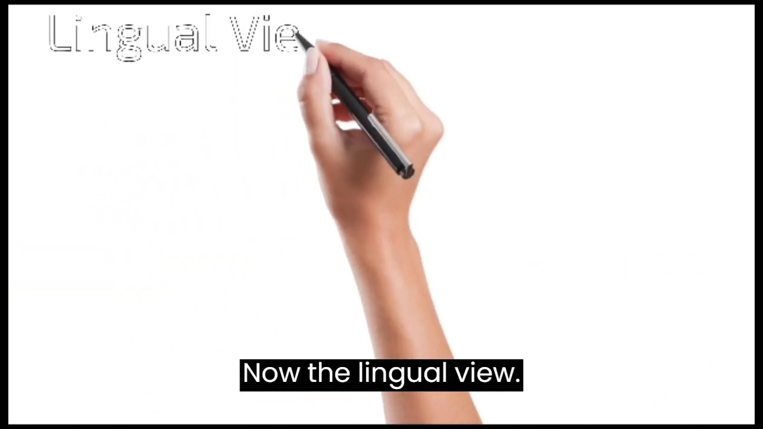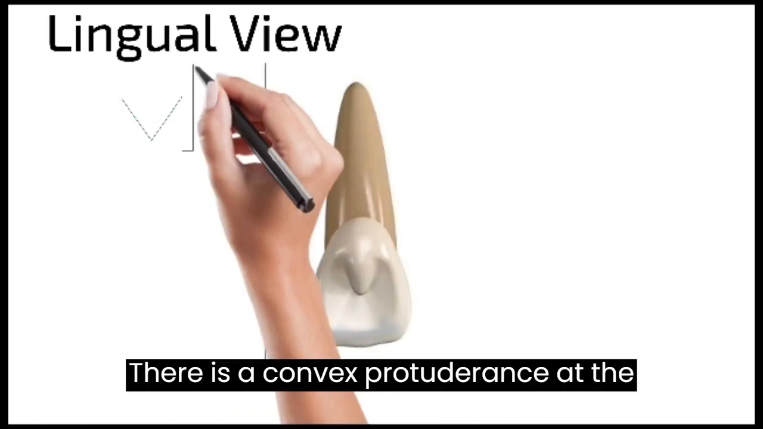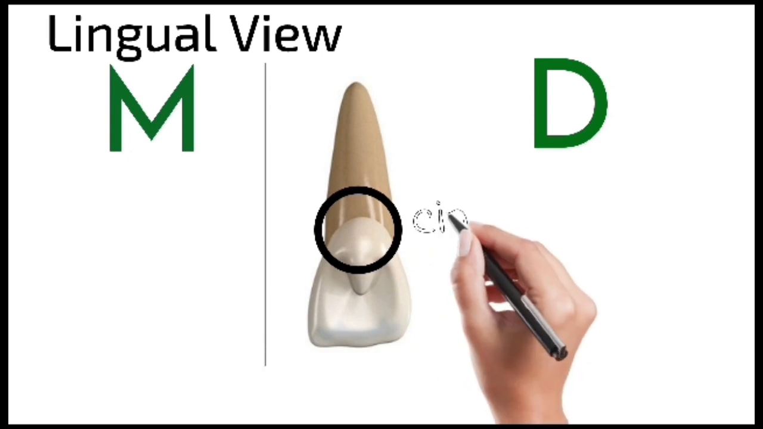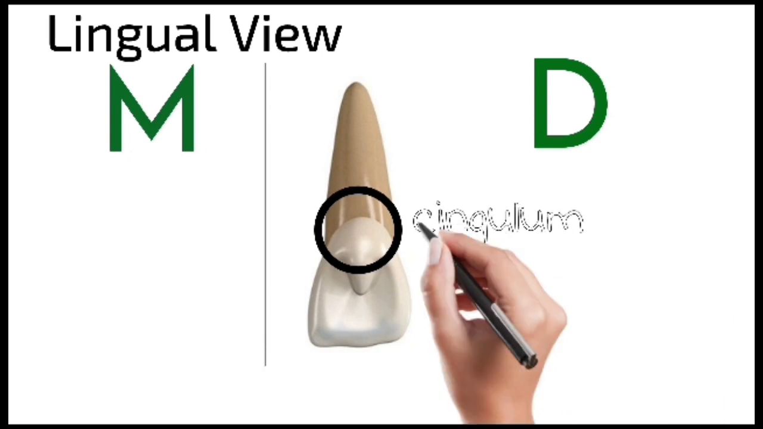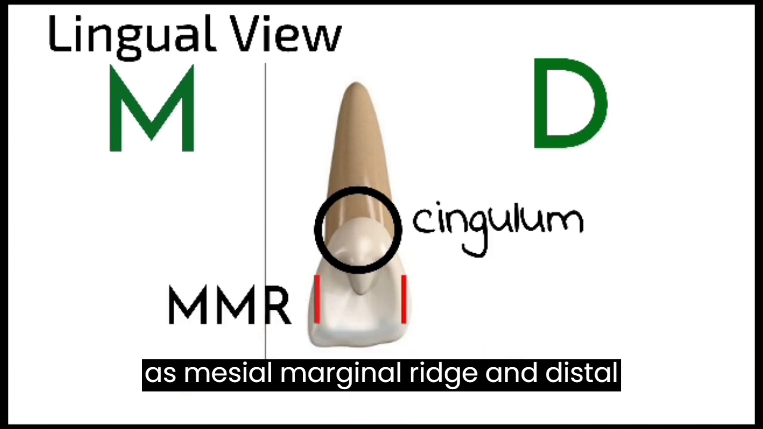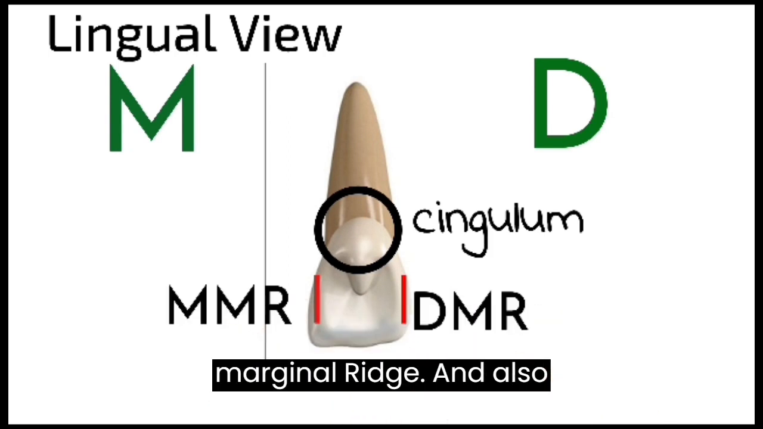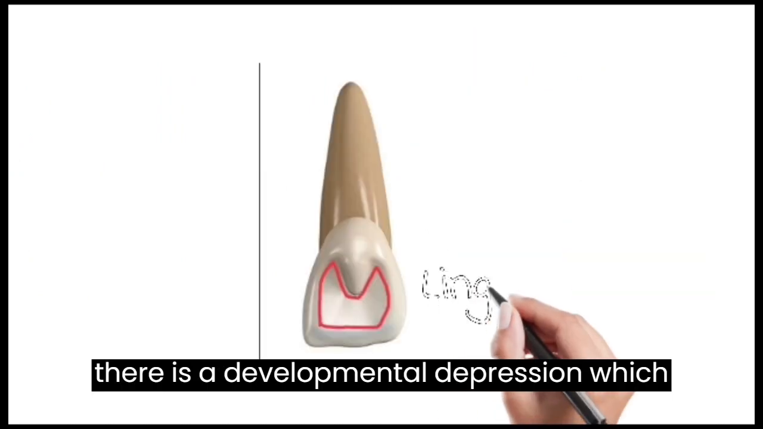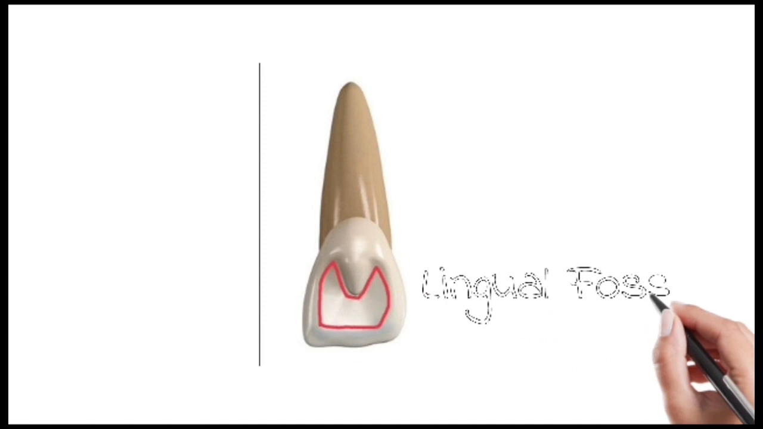Now the lingual view. There is a convex protuberance at the cervical side which is known as the cingulum, and 2 elevated borders or ridges known as the mesial marginal ridge and distal marginal ridge. And also there is a developmental depression which is known as the lingual fossa.